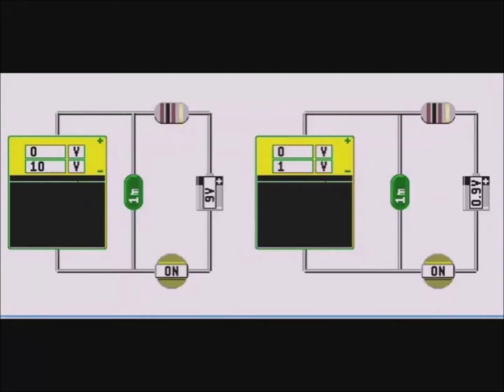Here are two circuits with identical capacitors and resistors. What differs is that the battery on the right is only 0.9 volts. The oscilloscope on the right has been adjusted to show a voltage range of 1 volt. The circuits are on, so we see what happens when we turn on the simulator. It is apparent that each capacitor reaches its peak voltage in the same time. In short, the time taken for a capacitor to reach the voltage of the battery is independent of the voltage of the battery.